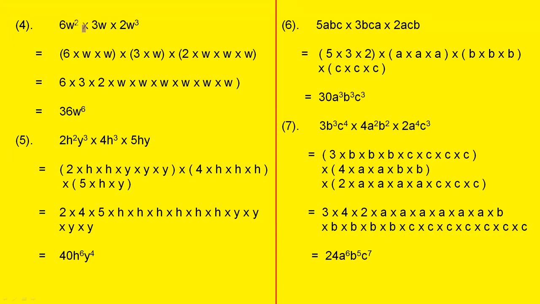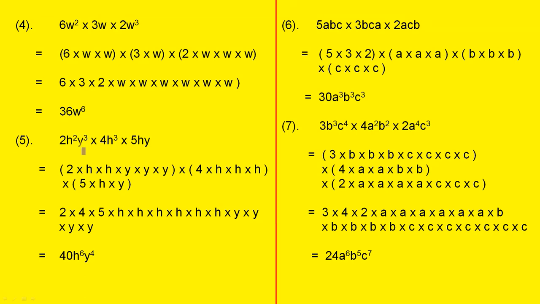Now we have those 3 terms there. So this one is 6 times w times w. This one here is 3 times w, and that's a 2 with those w's. We have 6 times 3 times 2, that's there. And the number of w's, 1, 2, 3, 4, 5, 6. 1, 2, 3, 4, 5, 6, which is 36 w to the power of 6.